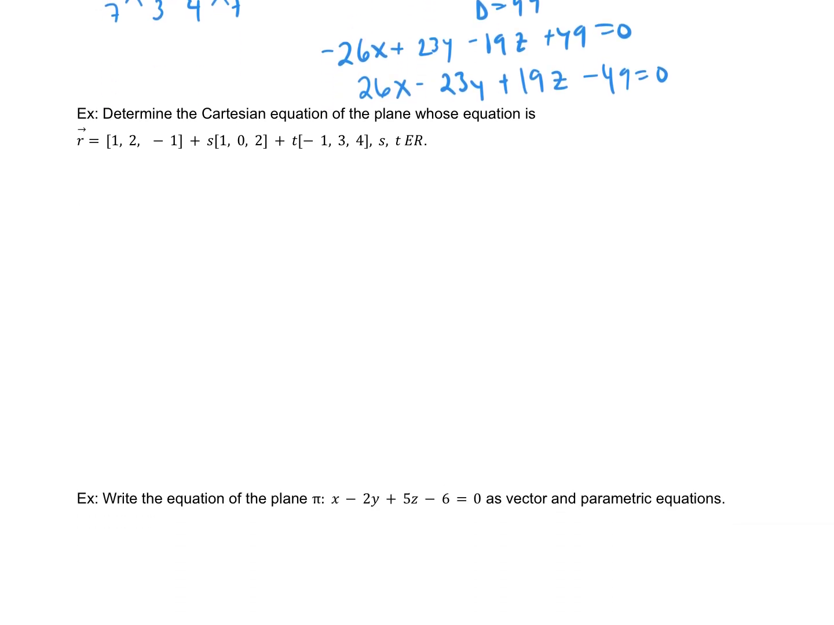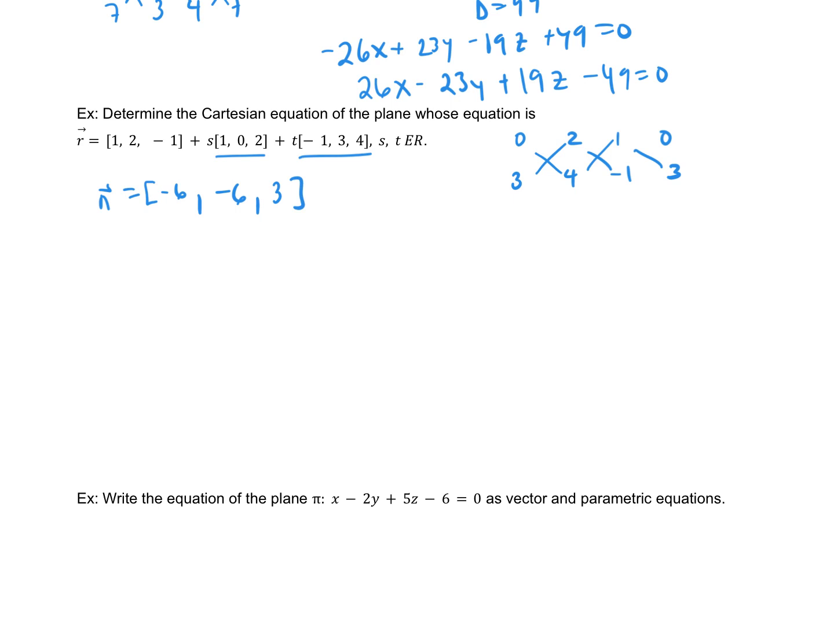All right, next example. Determine the Cartesian equation of the plane whose equation is that. And we're given the vector equation, which is great because it makes our job a little easier than the above question because we're given the direction vectors right away. And we just have to find the cross product between them to get our normal. So 0, 2, 1, 0, 3, 4, negative 1, 3. And now for the normal, we want 0 minus 6. We want negative 2 minus 4. And 3 minus 0. There we are.